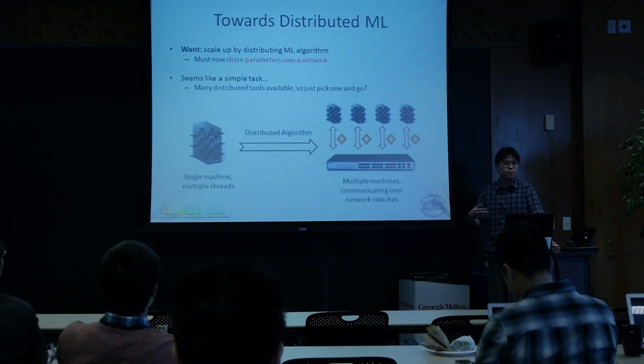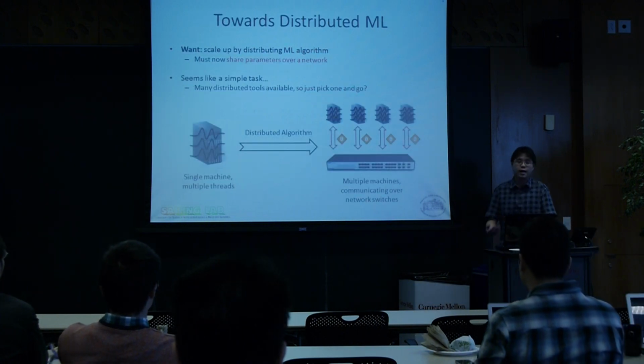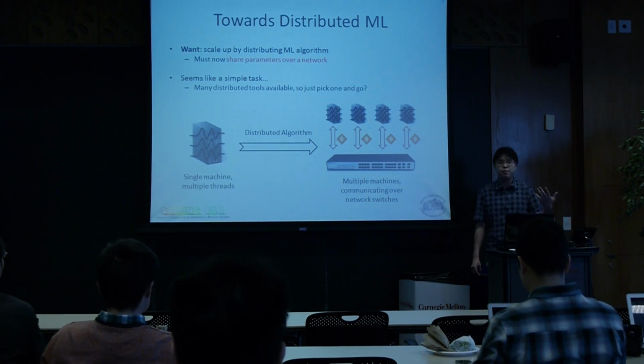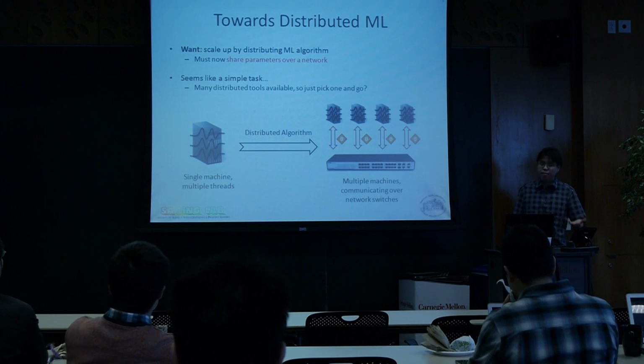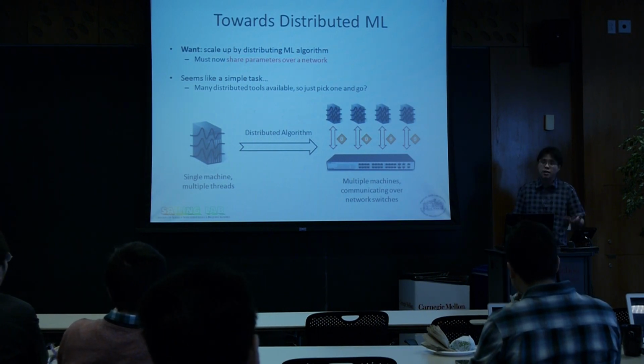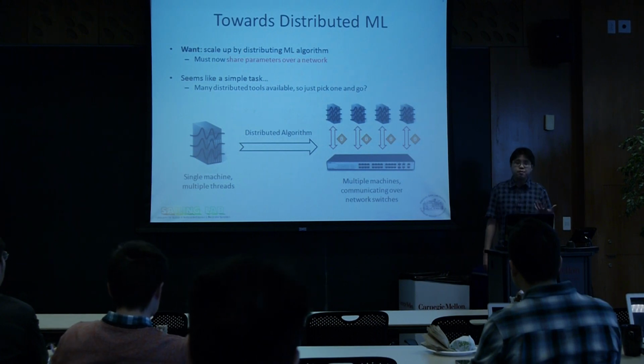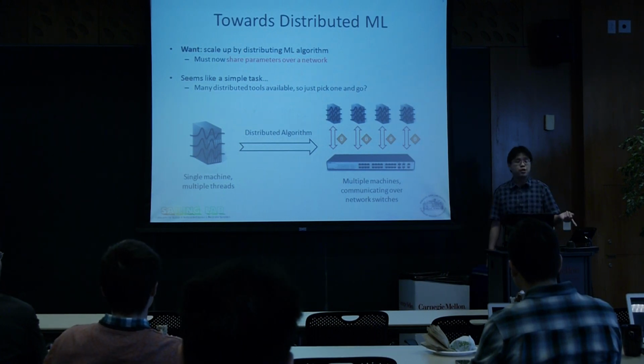Now, what happens in the distributed setting? You want to scale up your algorithm because you either need more computational power to compute it in a reasonable amount of time, you need more memory because a single machine doesn't have enough memory, or you simply don't want to move the data around. You now have to share these parameters, which were on a single machine previously, over a network.